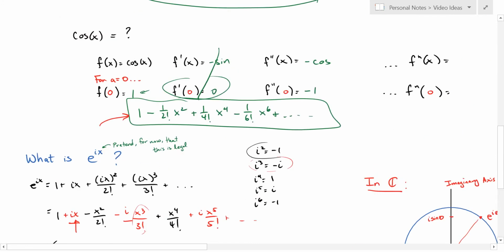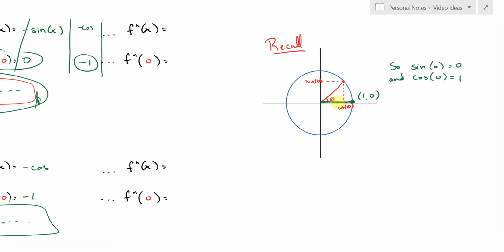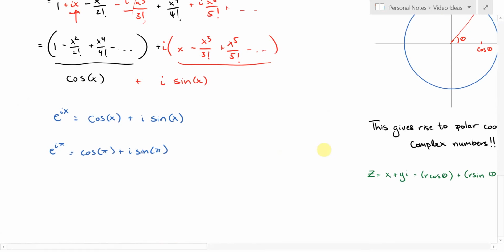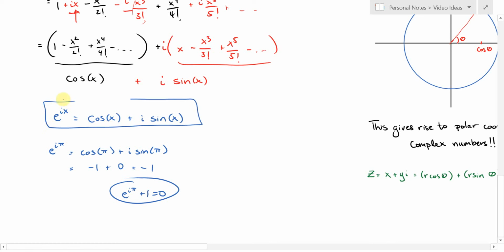Let's go back up to our little circle here. π is 180 degrees, which puts us over here. So it looks like cosine of π is going to equal -1. It's the x coordinate, and sine of π is equal to 0. So this is going to equal -1 plus 0 times i. It's just going to equal -1. So e^(iπ) equals -1, or adding 1 to both sides, e^(iπ) plus 1 equals 0. So it's just applying this more general formula to the specific case where x is equal to π. So that's a cute little application because you have e, i, π, 1, 0 there.